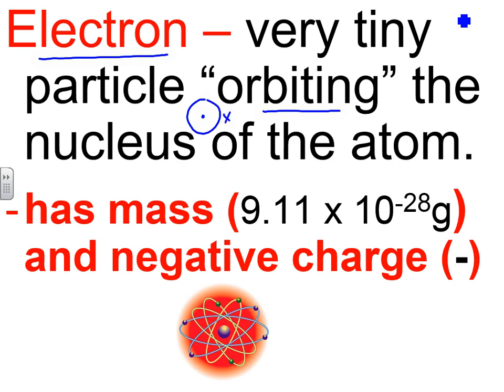And the mass, it does have a mass because it's matter. Mass is really tiny, 9.11 times 10 to the negative 28 grams. That is a tiny number. And very importantly, it has a negative charge. So subatomic particles actually have charge, as opposed to big items like tables and desks and chairs. Those don't have charge. But tiny particles, atoms for example, can have a charge, as we'll see.